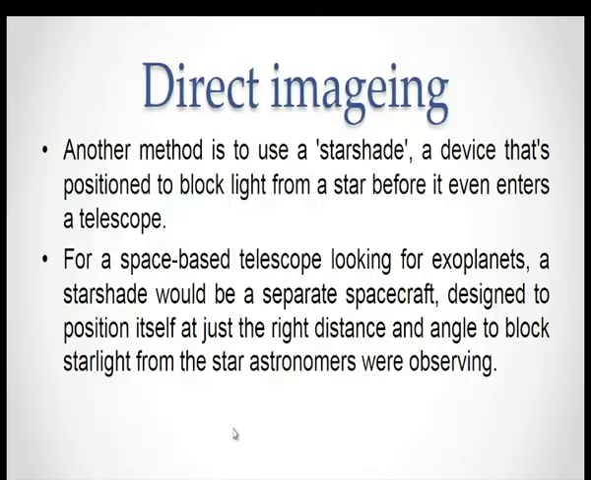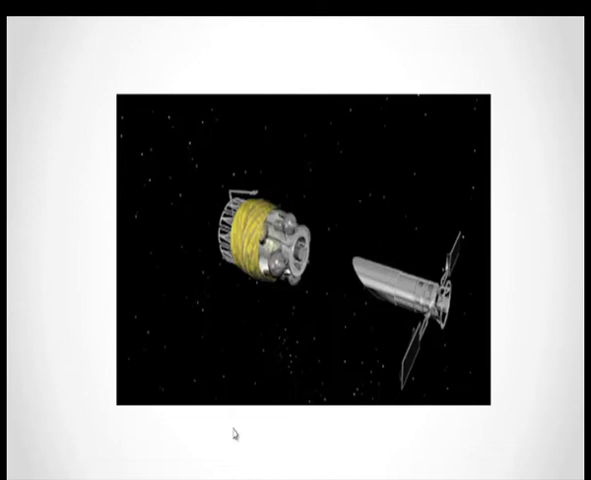Another method is to use a star shade, a device that's positioned to block light from a star before it even enters a telescope. So in this picture you can see a star shade. The star shade can expand and open like an umbrella. This umbrella-like thing will prevent the light coming from the star, and the planet's light alone is allowed into the telescope.